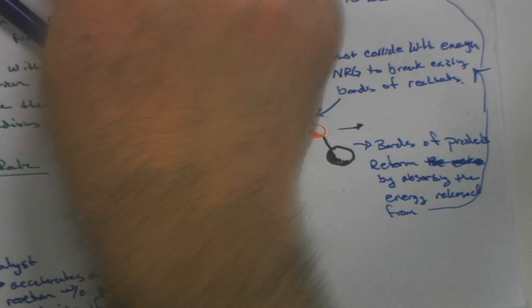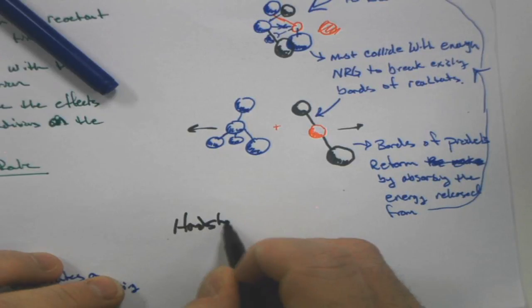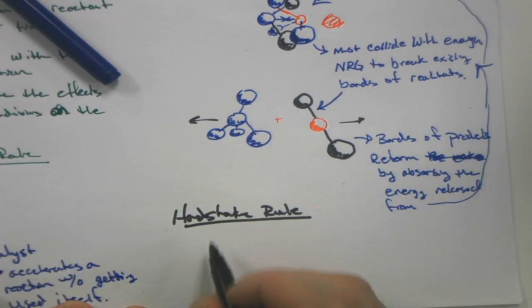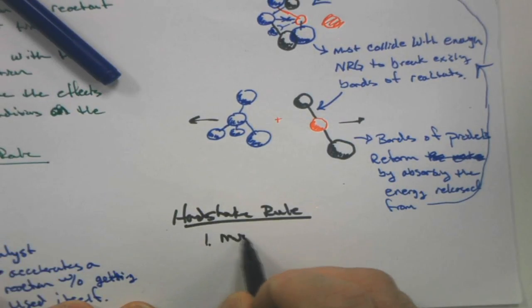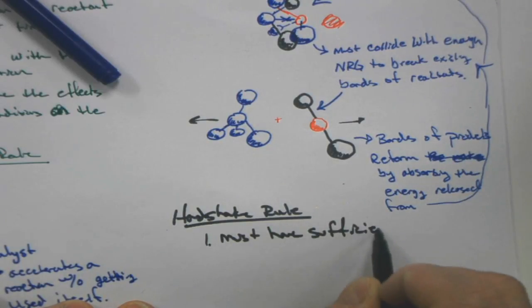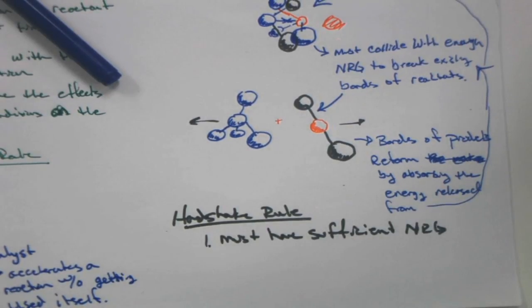Okay, so according to the handshake rule, we have to have two things occur. One, we must have sufficient energy. No weak handshakes. Our particles must collide with enough energy in order to break the bonds.